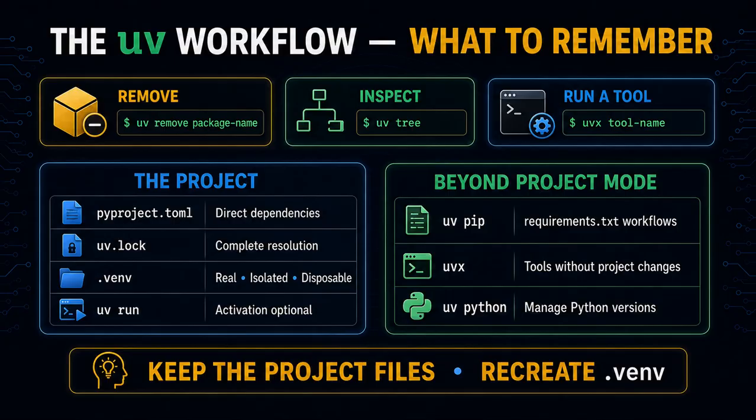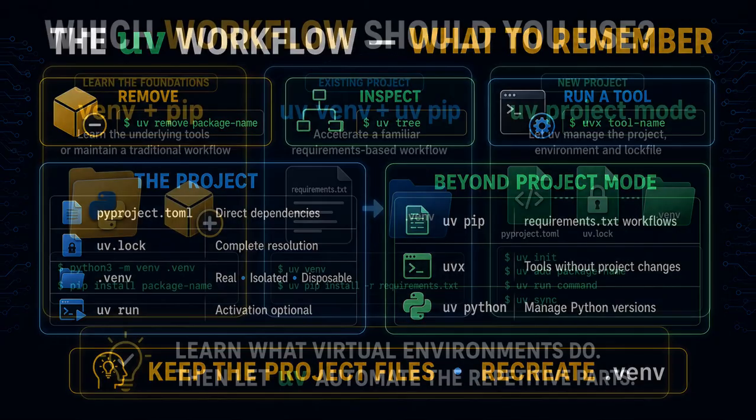pyproject.toml declares the project and its direct dependencies. uv.lock records the complete resolved environment, while .venv remains disposable. Keep the project files and recreate .venv whenever necessary. And remember, uv pip supports traditional requirements.txt workflows, while uv can also manage Python versions.